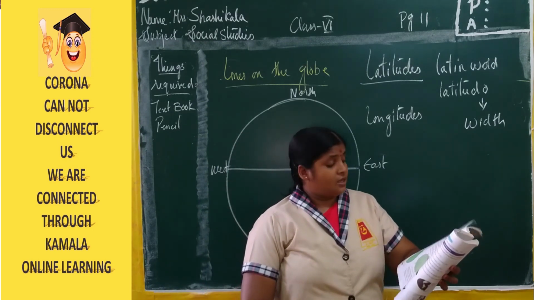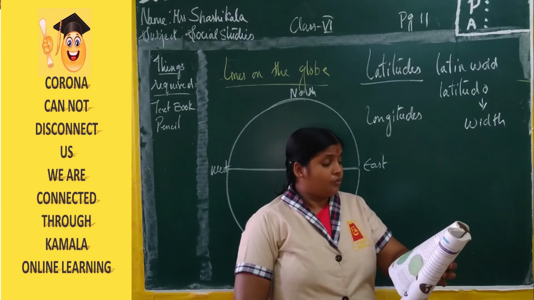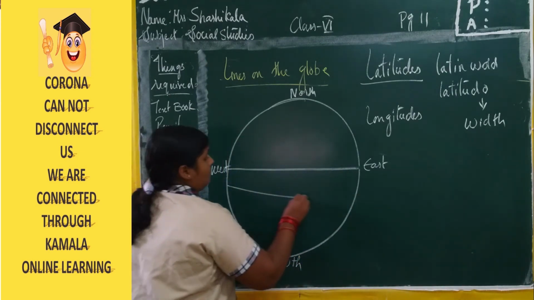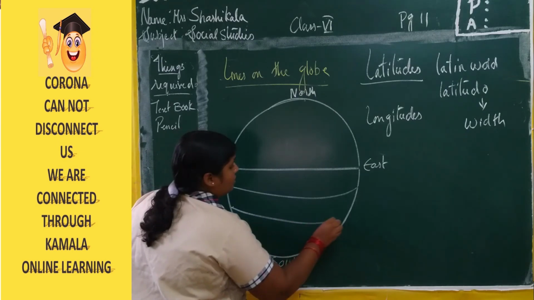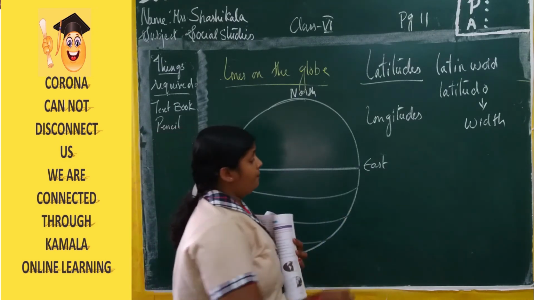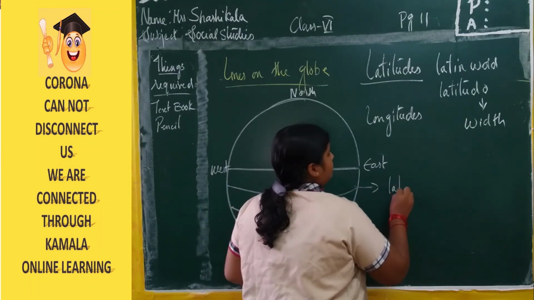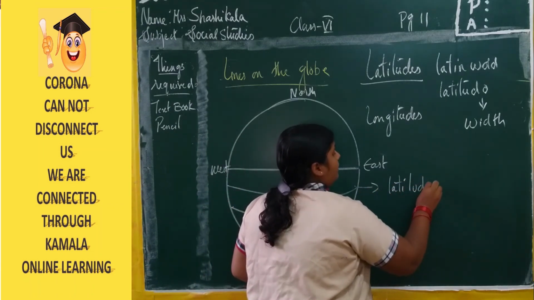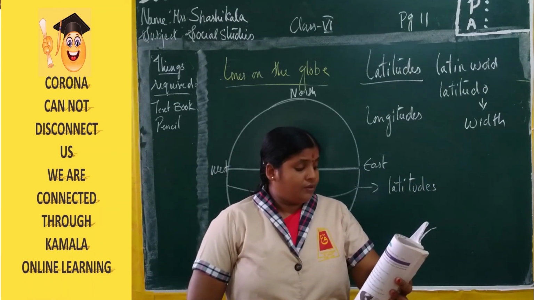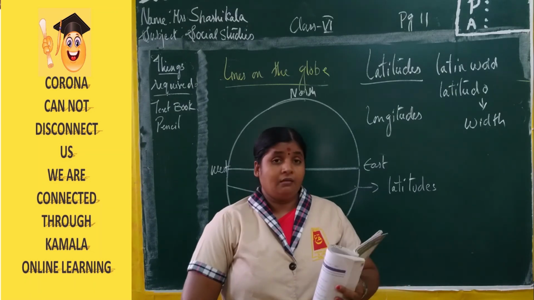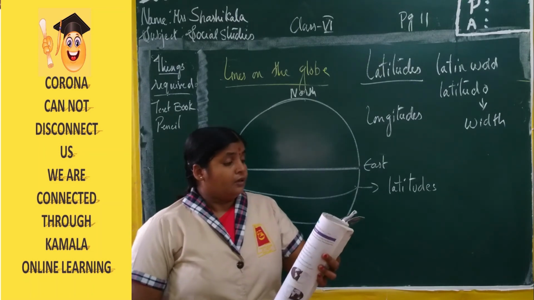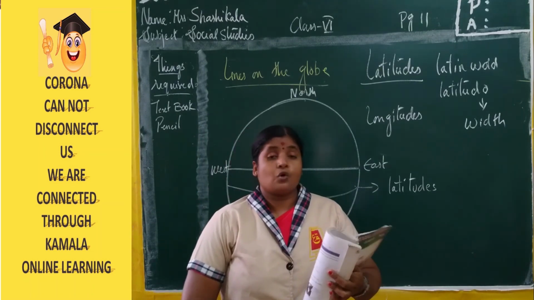Now these are the imaginary lines that are drawn from the west to east. Can you spot these lines? Yes, we can spot all these lines. The lines which are moving from east to west or west to east are known as the latitudes. Now compare the length of these lines. Do you think they are all of the same length? Right? Yes.